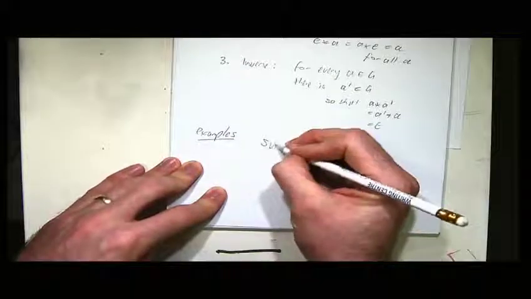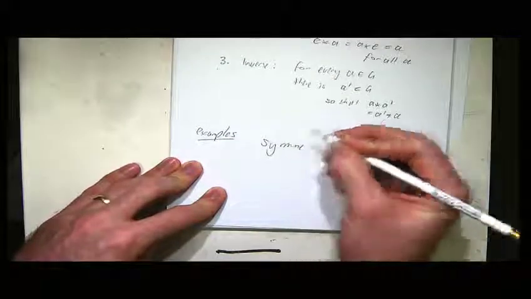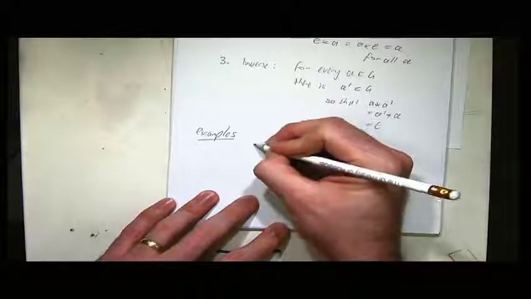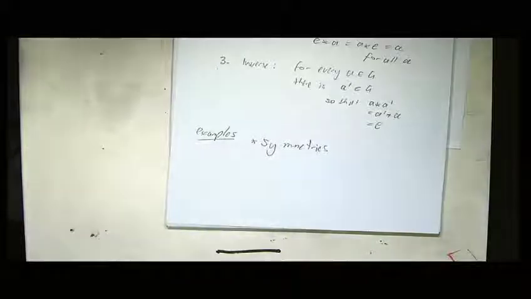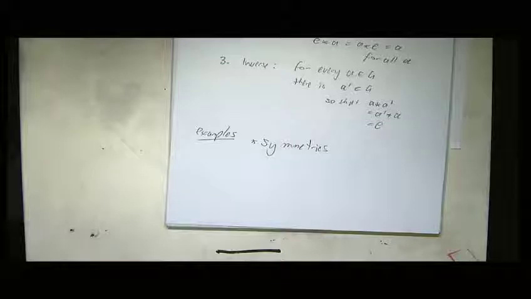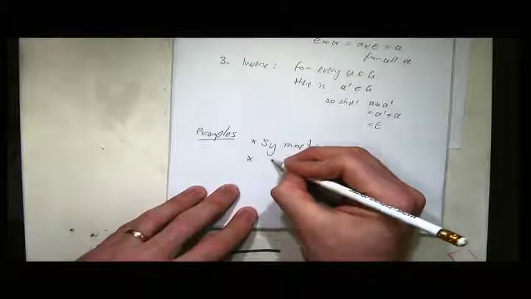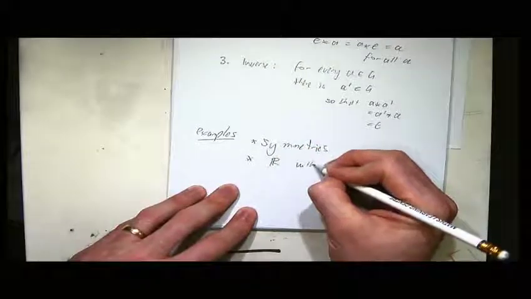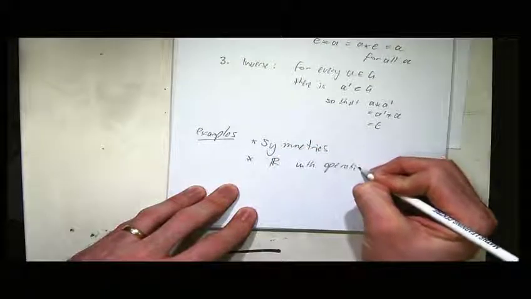So examples: symmetries, which we talked about with our diagrams. Then your other classic ones are the familiar number things, which was part of the whole point of groups: you take the real numbers with operation plus. If you add two real numbers, you still have a real number. Sweet.